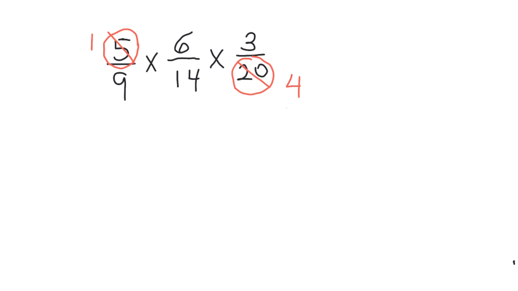The next set that I notice is 3 and 9. Now again, we cannot do 3 and 6 because they're both on the top of a fraction. It has to be one from the top and one from the bottom. So I'm going to use 3 and 9. 3 and 9 have a common divisor of 3. So that means I'm going to do 3 divided by 3, which gives me 1, and 9 divided by 3, which gives me 3.